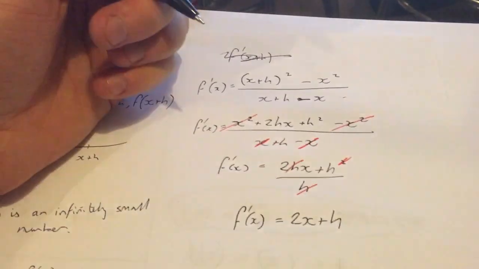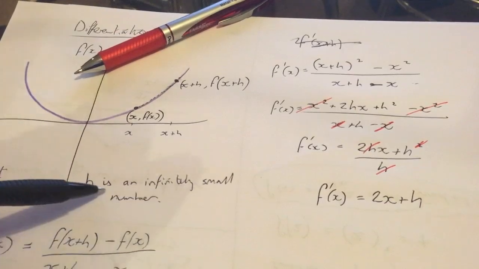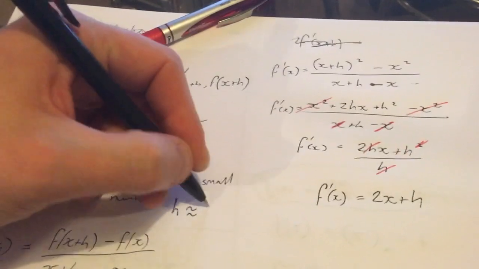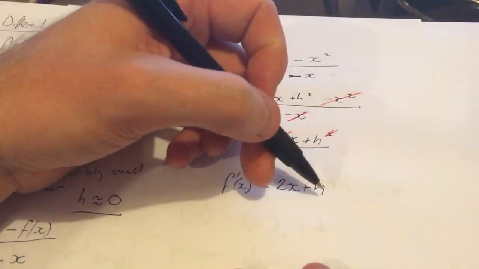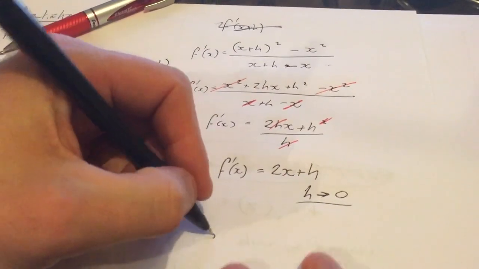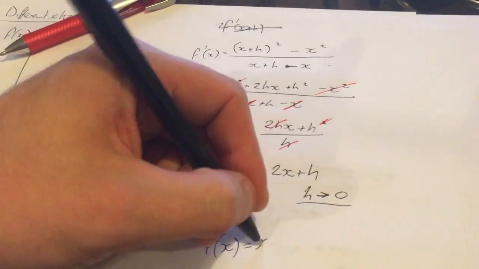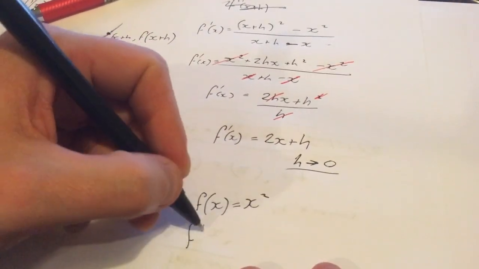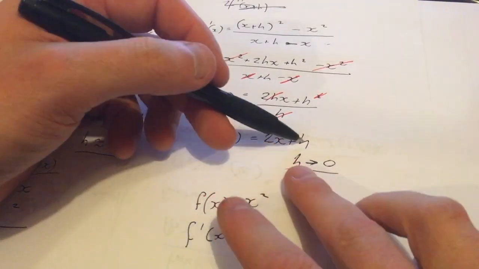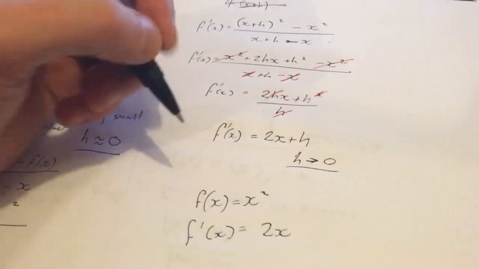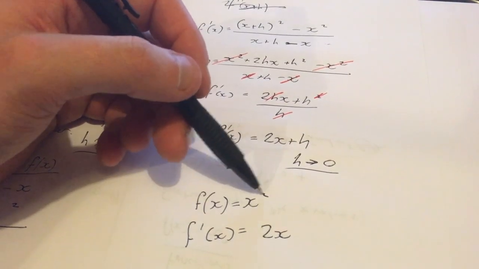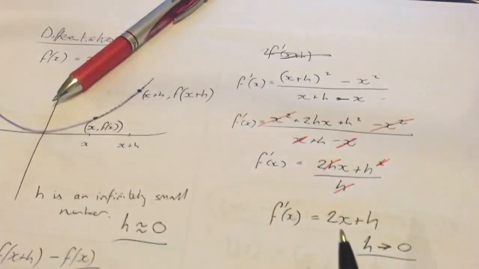is 2x plus h. Now, over here we said h is an infinitely small number. Because it's infinitely small, we can approximate and say that h is roughly equal to 0. So over here, in my equation, h is going to go to 0, leaving us with the gradient. So the gradient of x squared is going to be 2x, because the h is going to be 0. So in other words, if you differentiate x squared, if you want to find the gradient of x squared, you get 2x. And that's our proof for it.